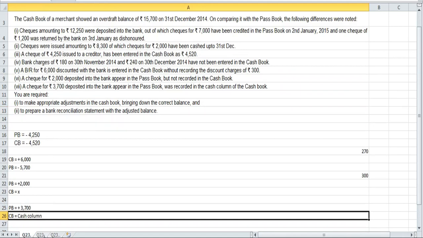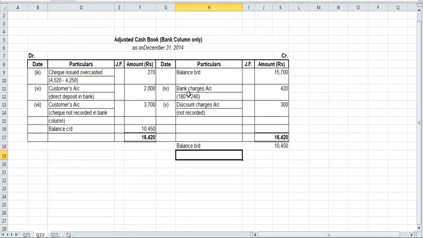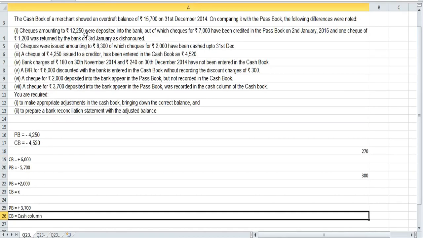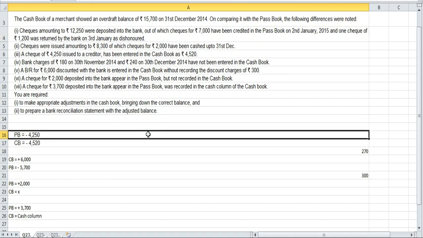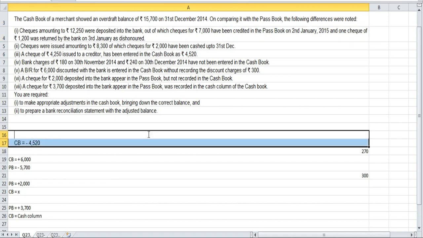Next, what numbers have we done? We have done 3, 4, 5, 6 and 7. What was left? Number 1. Checks amounting to 12,250 were deposited into the bank, out of which 7,000 have been credited in the passbook on 2nd January 2015. So in your passbook, okay.